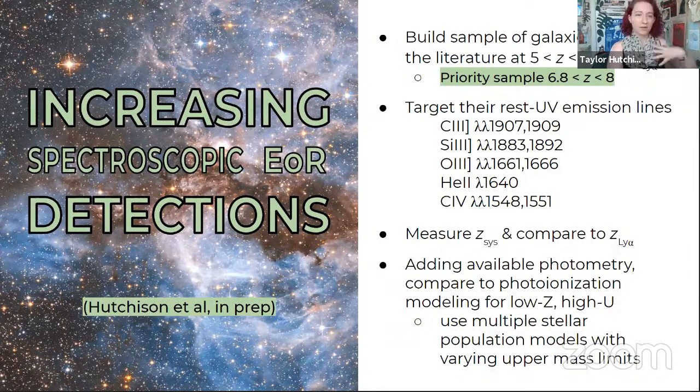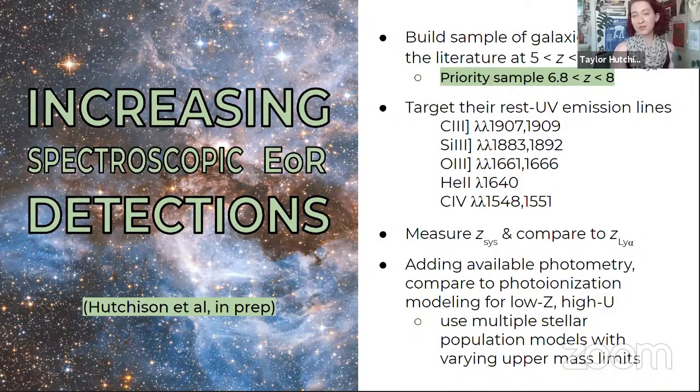So this is where my current work comes in. In order to increase the number of spectroscopic detections for galaxies in the Epoch of Reionisation, I've started this program. It's pretty simple and straightforward. We are building a sample of galaxies from the literature that have Lyman-Alpha previously detected at redshifts 5 to 8. There's a priority sample, which I'll talk about in a second. And then we target the rest UV emission lines.